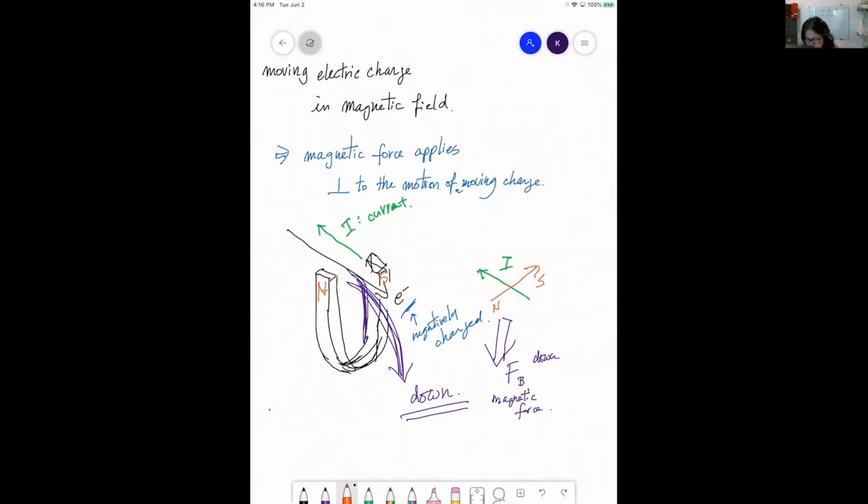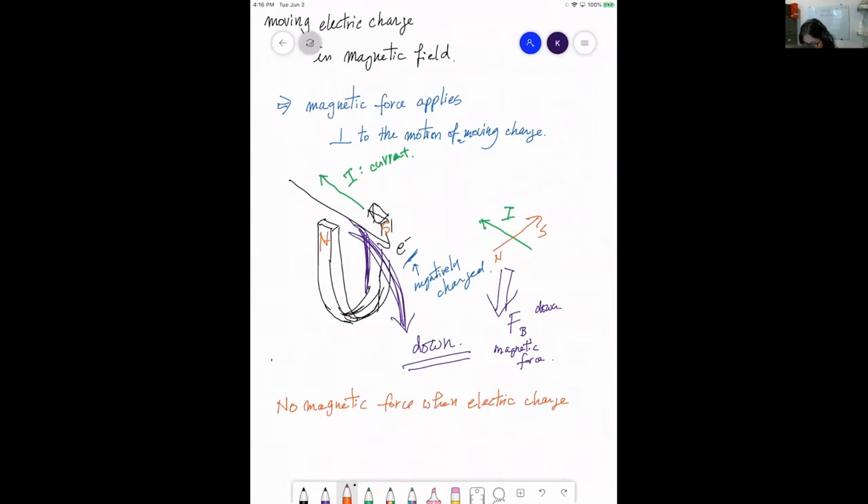No force, no magnetic force when the electric charge is moving parallel to the magnetic field.